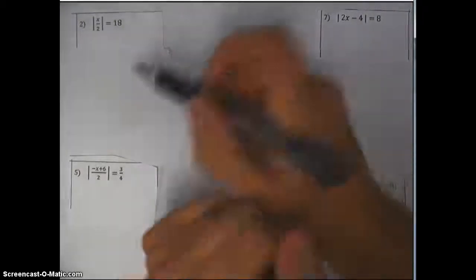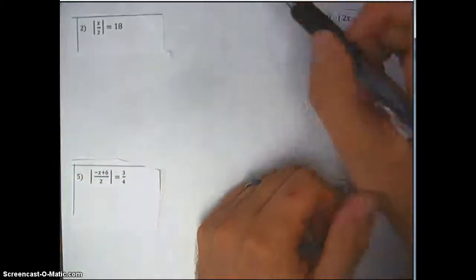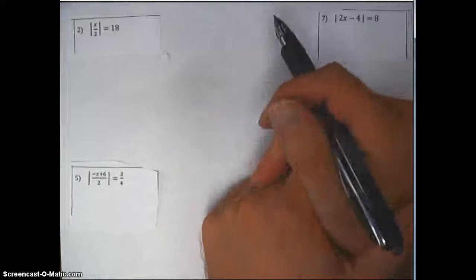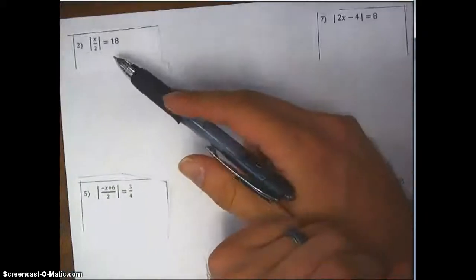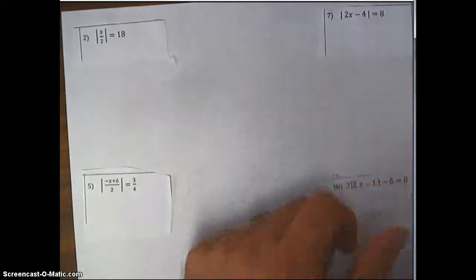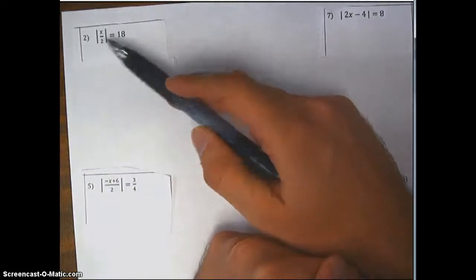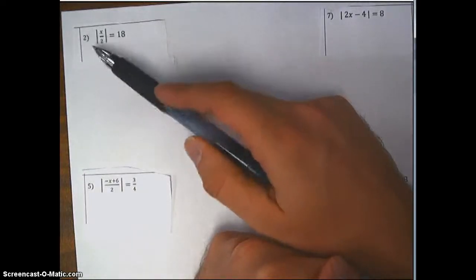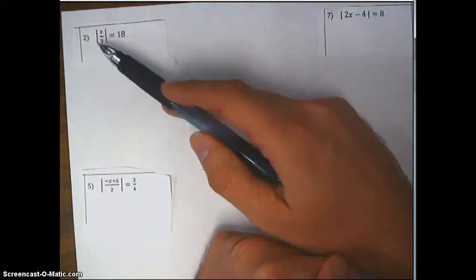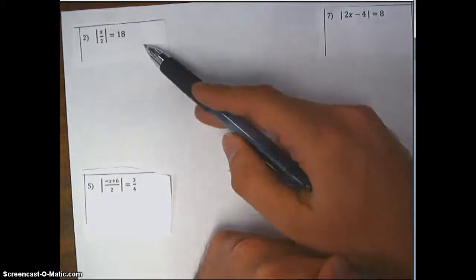When I say solve, I mean get this x by itself. This is a little bit different than just solving for x without the absolute value sign. So let's go through that. What this absolute value sign says is anything inside of these two bars can be positive or negative, and it's going to spit out 18.